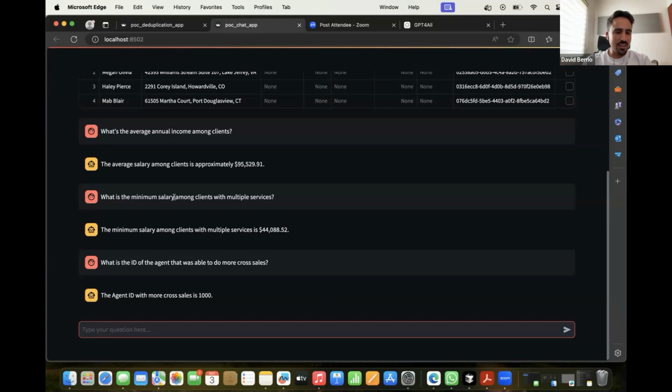Because, for example, the second question that I asked was, what is the minimum salary among clients with multiple services? This wouldn't have been possible to answer without the previous step of finding these unique IDs and matching them across the 3 different data sources. So now it's analyzing.